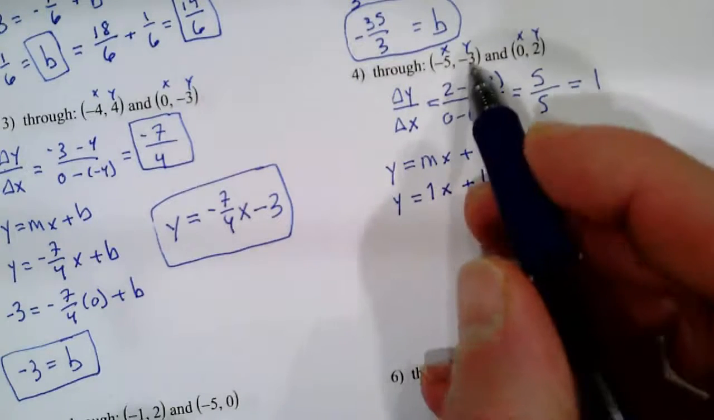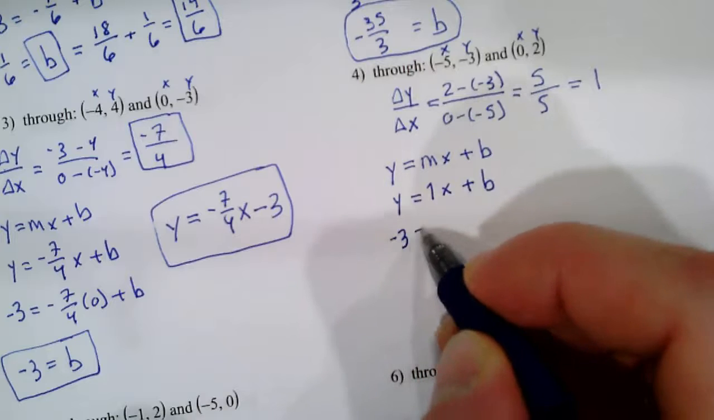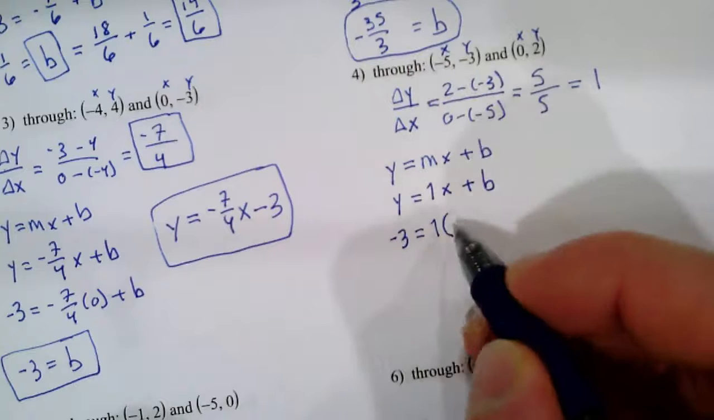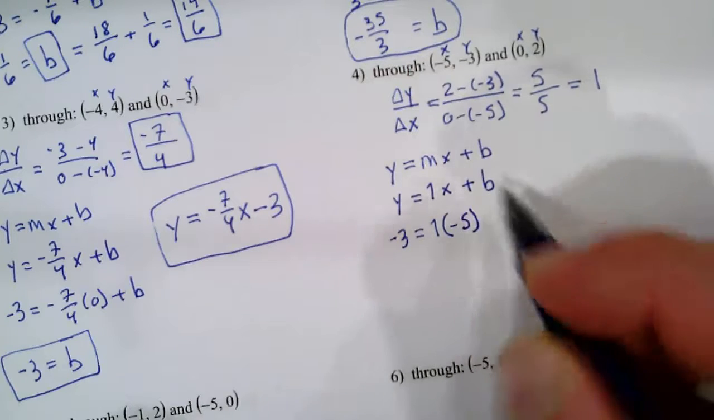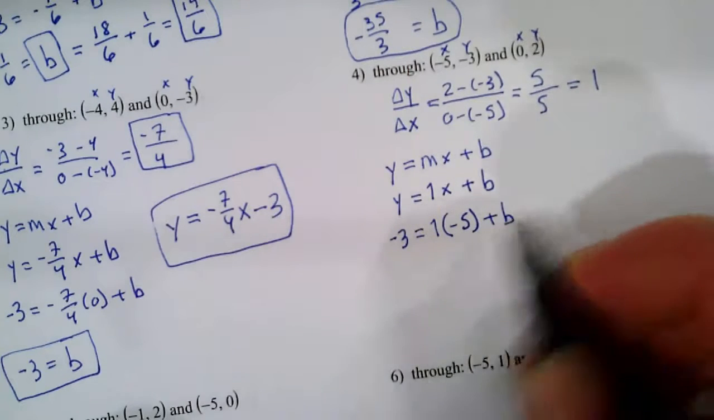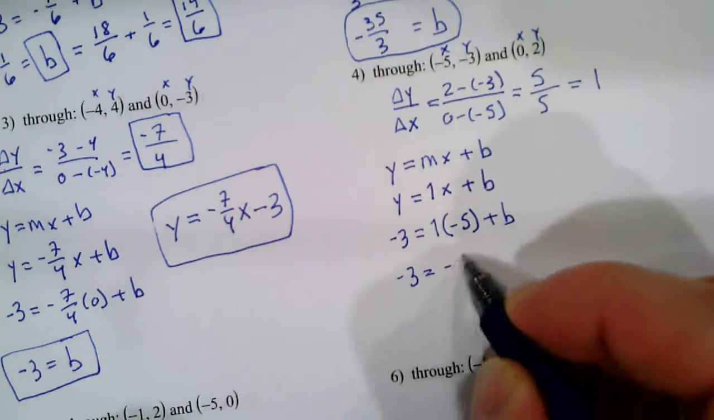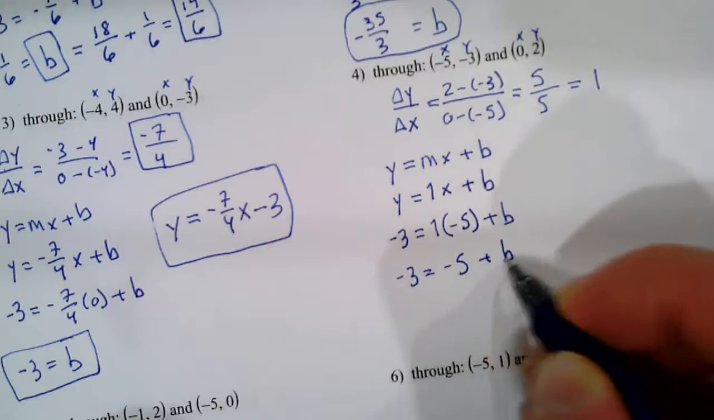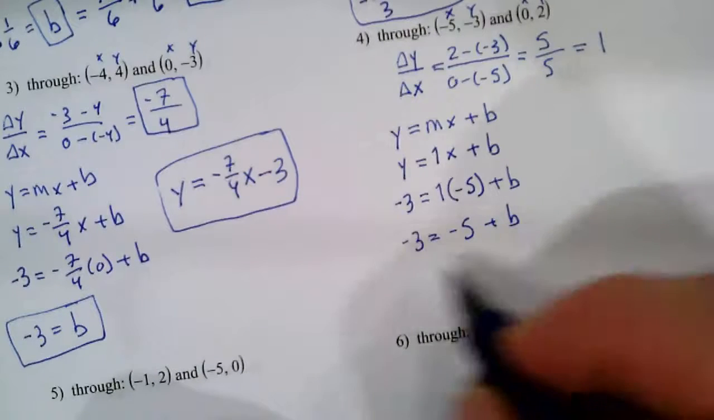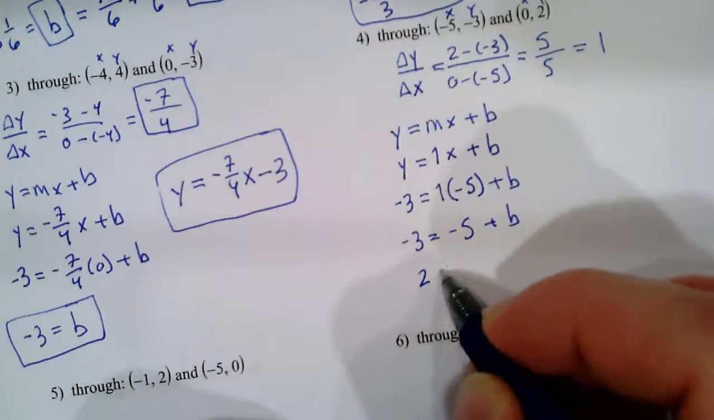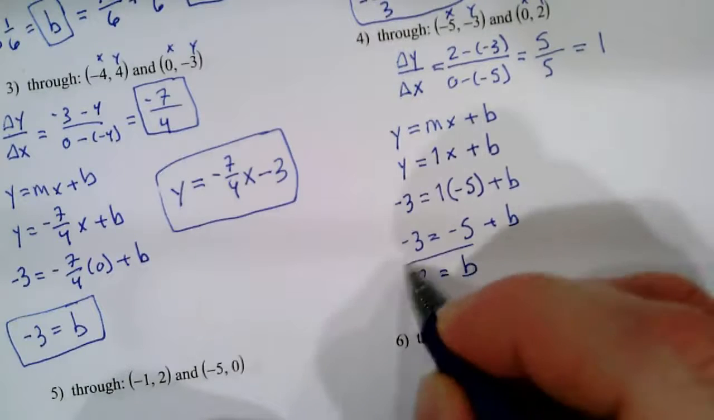So let's see. We're going to pick negative 3 for y equals 1 times negative 5 for x plus b. Negative 3 equals 1 times negative 5 is negative 5 plus b. We're going to add 5 to both sides. Negative 3 is 3 below 0. And it goes up 5. We're at positive 2 equals b.